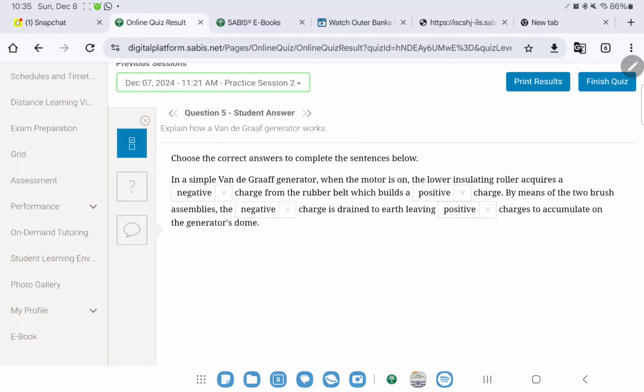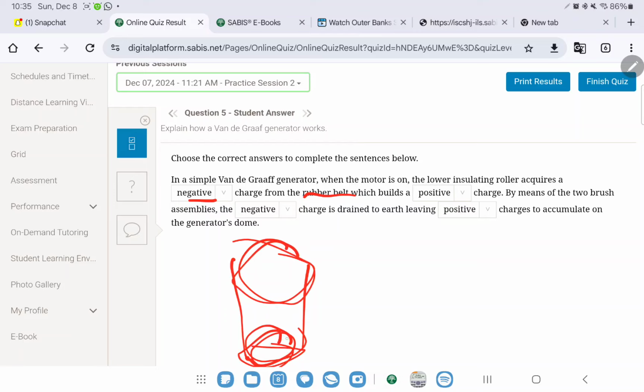Okay, so in a simple Van de Graaff generator, the lower insulating roller acquires a negative charge, because look, here's your thing, and then you have a roller and it's connected to another thing. When it's rolling from the rubber, it's gonna get a negative charge from the rubber belt, which means leaving the top part which builds up a positive charge going back up. And then by means of the two brush assemblies, the negative charge which is down here is drained, which is earthed, leaving only positive charges up here. That's it.